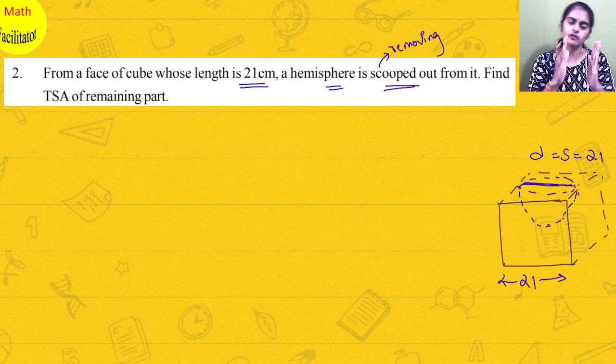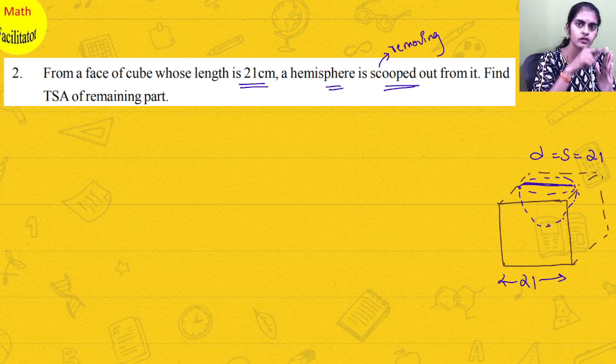Okay, so if this is the total cube, from this corner to this corner, you are scooping out the hemisphere. Okay, so totally I am scooping out the hemisphere. So what is the diameter of the hemisphere now? It is equal to the side. Okay, so here let me write.